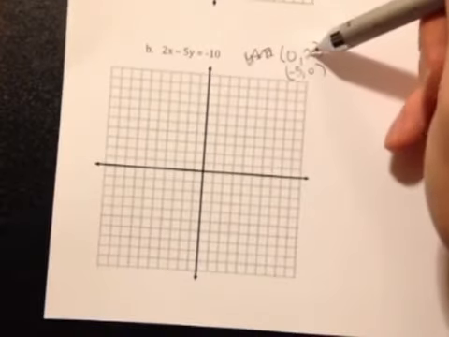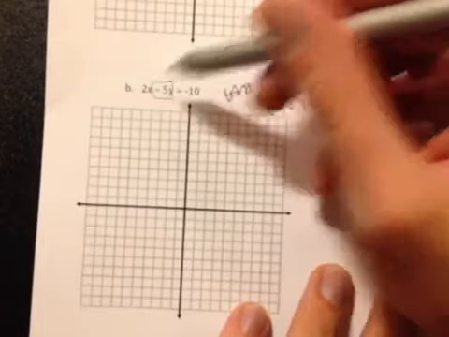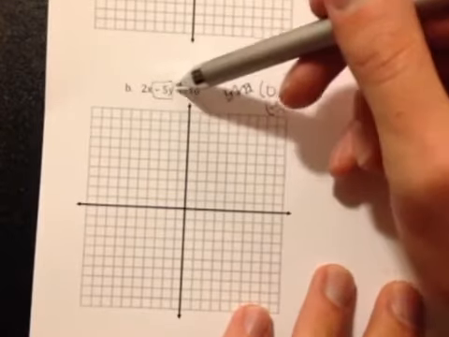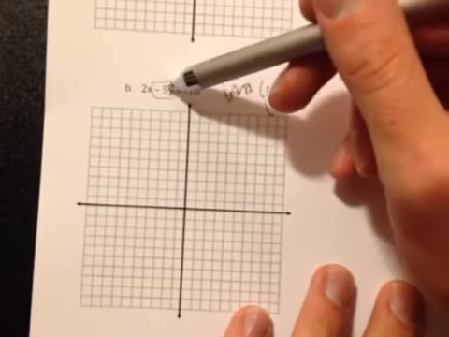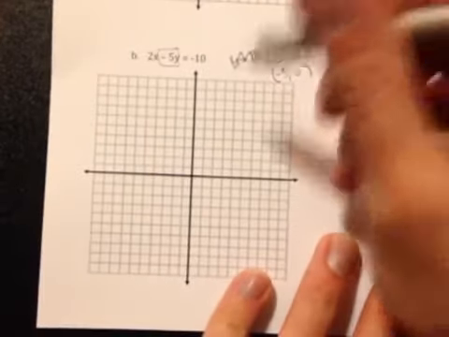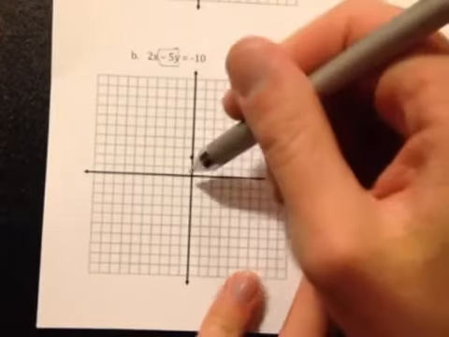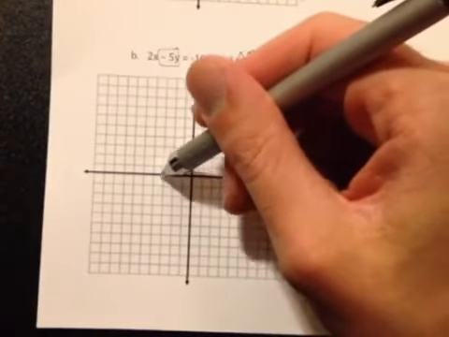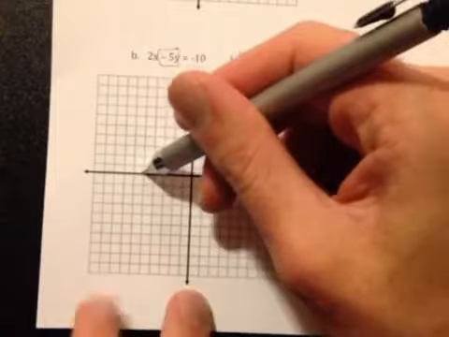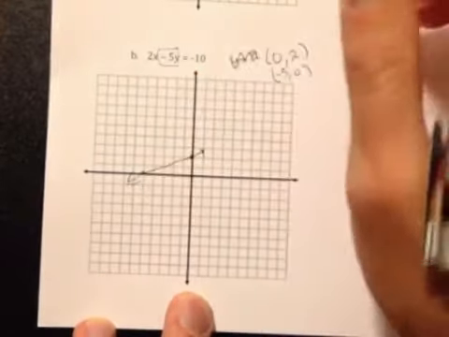If you didn't get this as positive 2, what you've got to remember is that we're subtracting 5y, so we want to be subtracting 10. If you made that a negative 2, you'd be subtracting negative 10, and that's not going to work out right. So plot the point 0, 2, and plot the point negative 5, 0. Connect them with a line, and make sure to put your little arrows on the end, and we're all set.